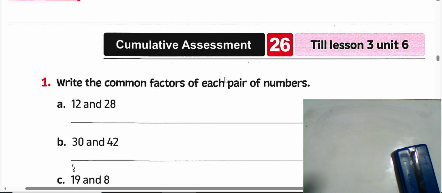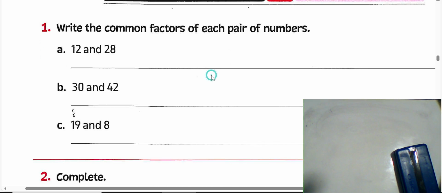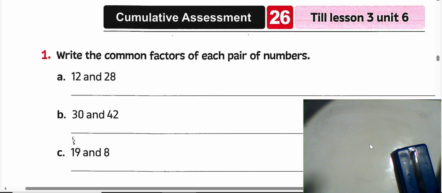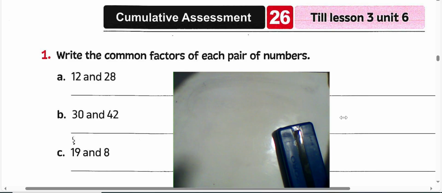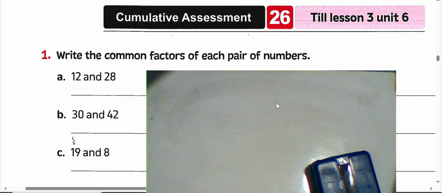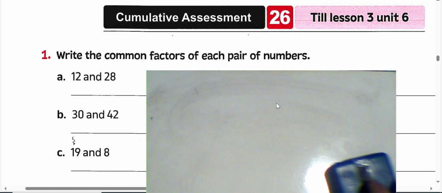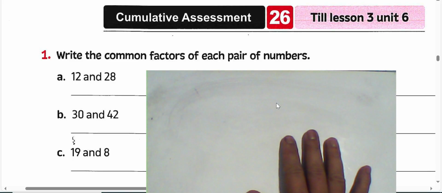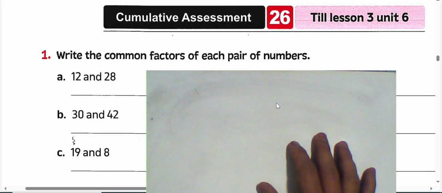Grade 4. Today we'll solve cumulative assessment number 26 to lesson 3, unit 6. Question number 1. Write the common factors of each pair of numbers. The common factors between 12 and 28. 12 and 28 can be divided by 2 and 1. Okay, and also 4. We can write the common factors of each pair of numbers.